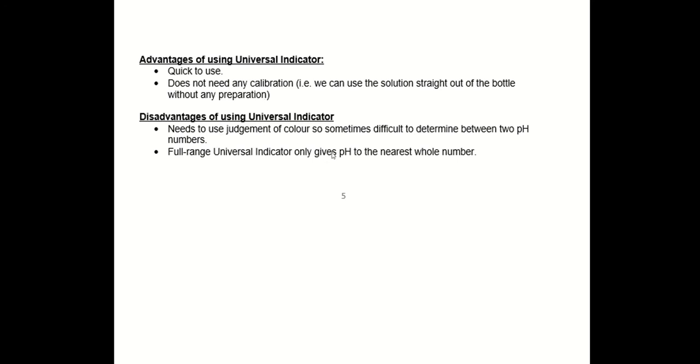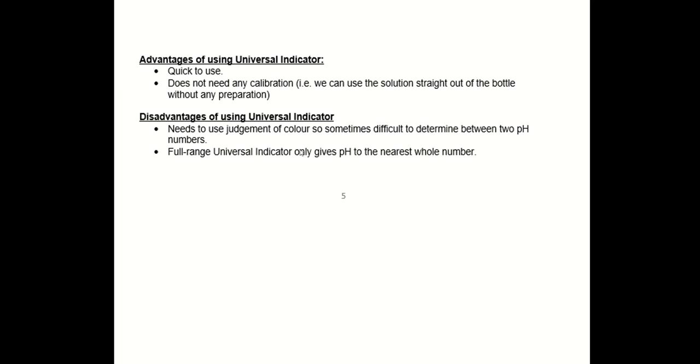Disadvantages is it needs a judgment of colour. So quite often you're looking at it and going, is it that dark blue or is it a lighter blue than that? So you can have a difference of a pH number there. And so it's quite often difficult to determine between two pH numbers. And that could make the difference between classifying a substance as a strong acid and a weak acid.